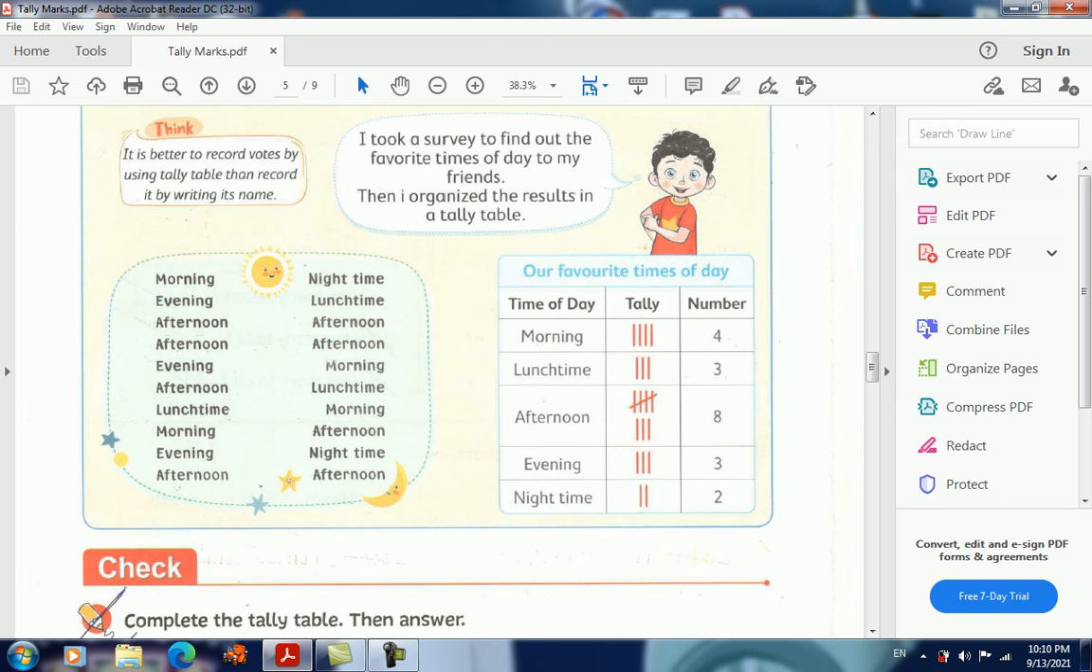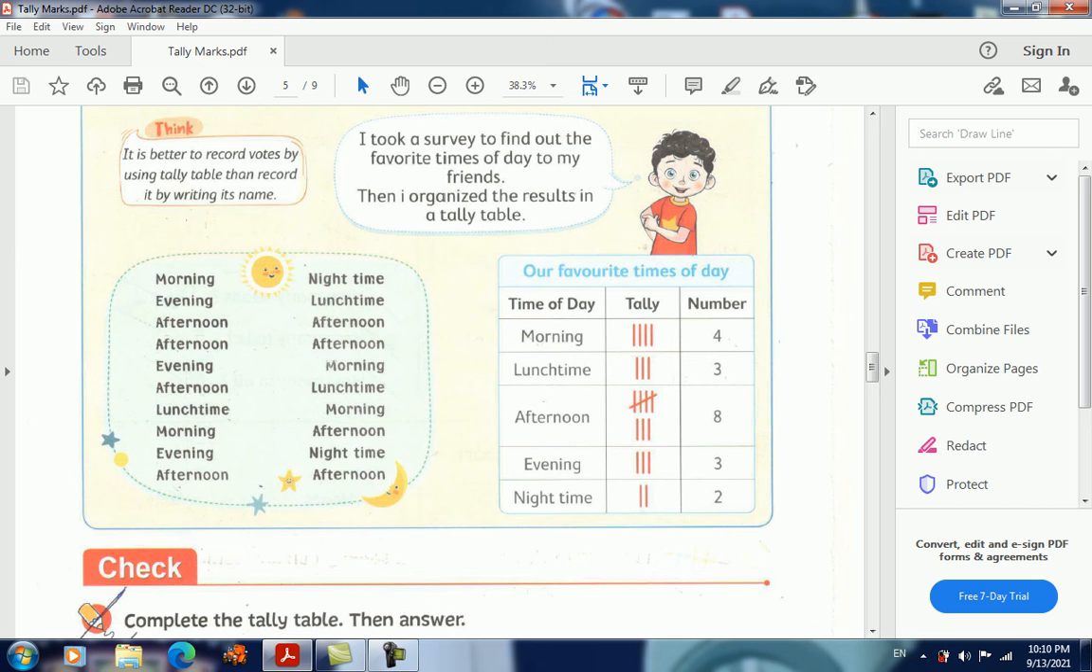And they are telling us a very good question. It's better to record votes by using a tally table than to record them by writing the name. If we are going to make tables like that, are we going to write the name each time? It's going to be hectic, takes a lot of time, and you'll get bored. So what are we talking mainly about? The times of the day. What are the times of the day in this case? Morning, lunchtime, afternoon, evening, and night time.